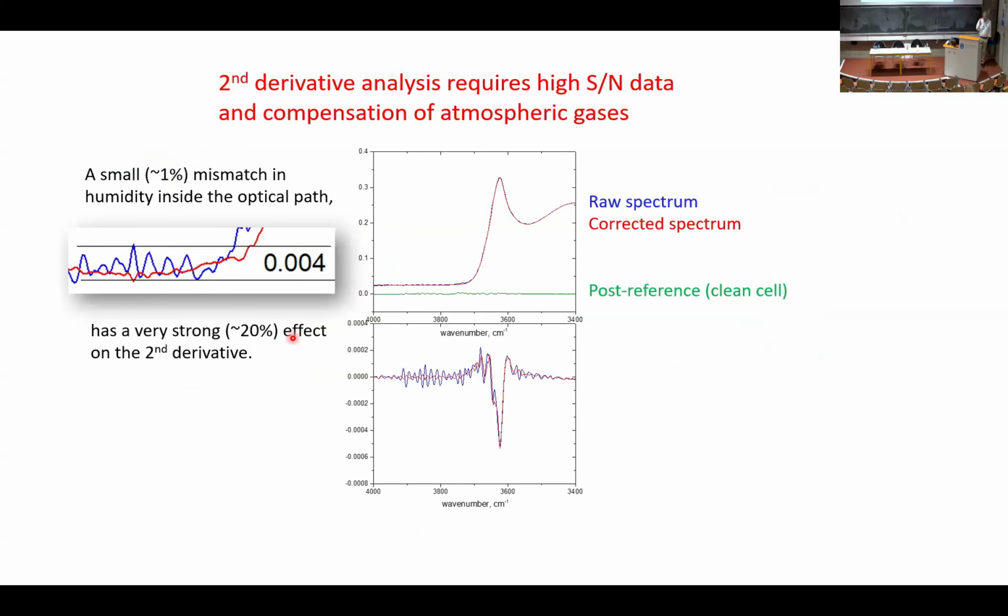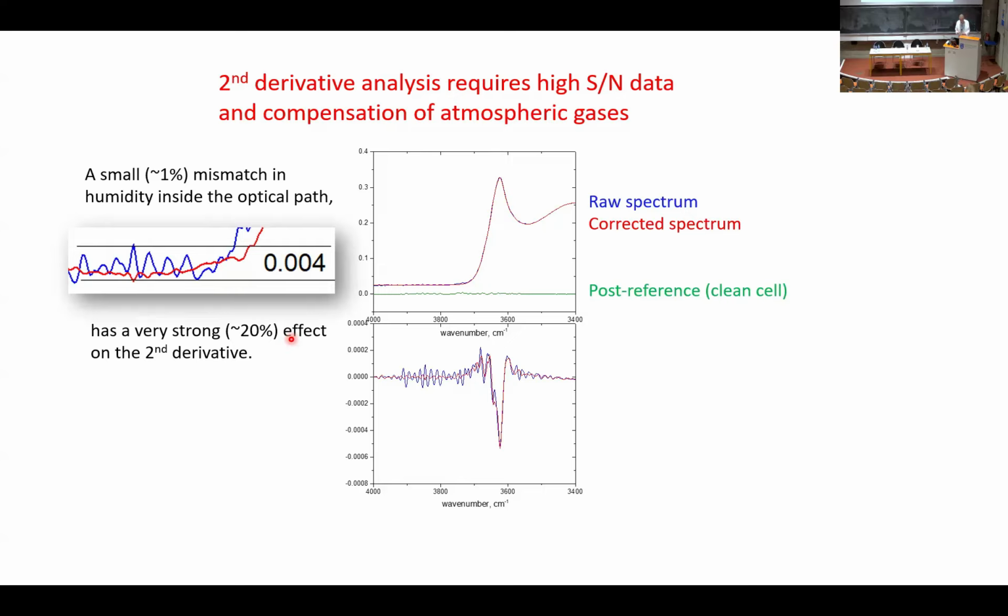We agreed that we need high signal to noise data for being able to do second derivative analysis. We also need to compensate extremely well for changes of the atmospheric gases inside your optical path. You may be purging your spectrometer, you may not be, but the spectrometer and the path inside the ATR cell will have some kind of air with a certain amount of water and carbon dioxide.